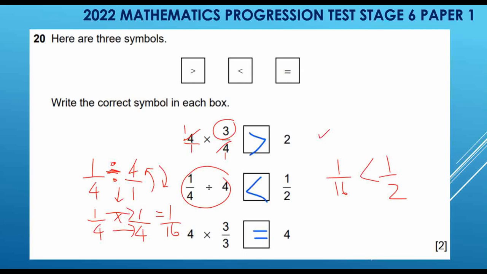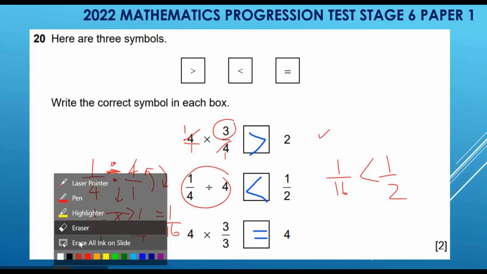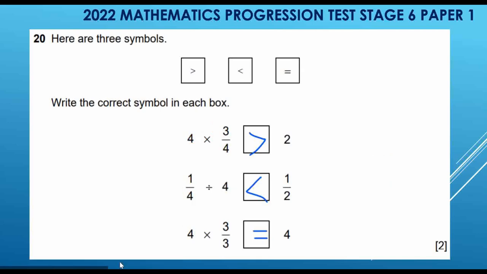The third one, we have 4 times 3 over 3. 3 over 3 is the same as 1. So 4 times 1 is 4, and here is 4, so it's equal.